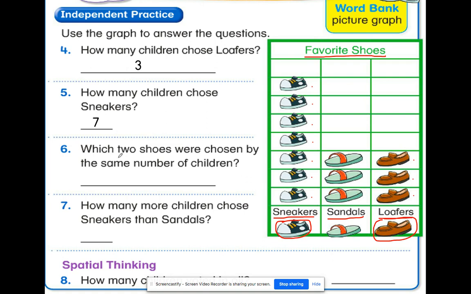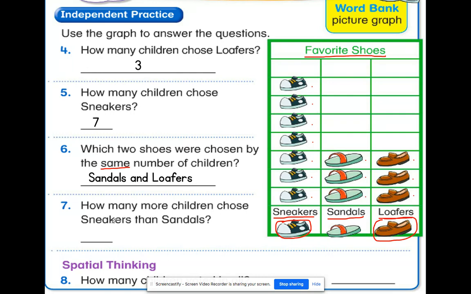Number 6, which 2 shoes were chosen by the same number of children? Key word in that problem there is going to be the word same. So looking at the 3 different categories, we have sneakers that had 7 votes. We have sandals, which let's take a minute to figure this out. 1, 2, 3 votes. And we have loafers with also 3 votes. So which 2 of those numbers is the same? 7, 3, or 3? Well, 3 and 3 are the same. So which 2 shoes were chosen by the same number of children? It's going to be the sandals and loafers.